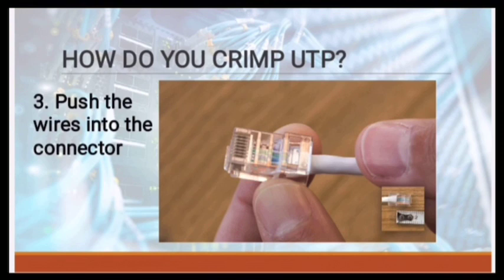And then third is to push the wires into the connector. Hold the connector so that the clip is facing down. Push the wires into the connector in exactly the right order, right to the end, so that the wires lie under the copper contacts. Now there is about 8 millimeters of the jacketed cable in the connector. This is important so that the connector does not move after crimping.